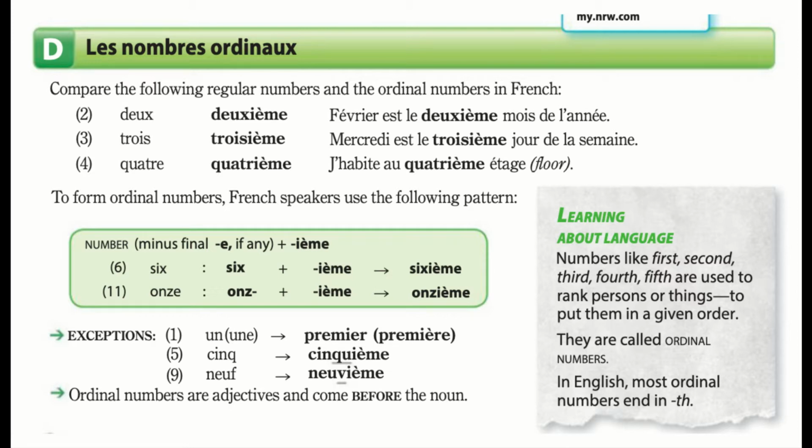You've got deuxième, troisième, quatrième. Okay, it's always the em. All right, so if you notice in the example, we have February is the second month of the year. And then, we have another calendar kind of example. Mercredi est le troisième jour de la semaine. And then the last one, j'habite au quatrième étage. I live on the 4th floor. Okay, so those are the kind of situations where you're going to run into this.